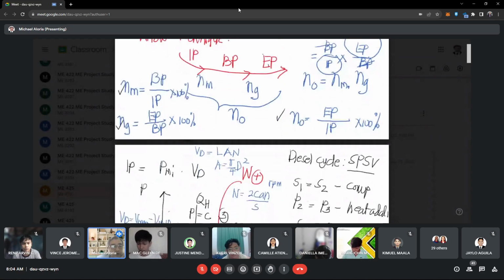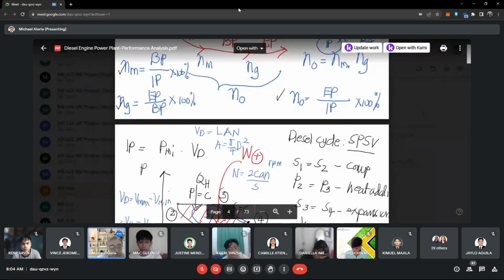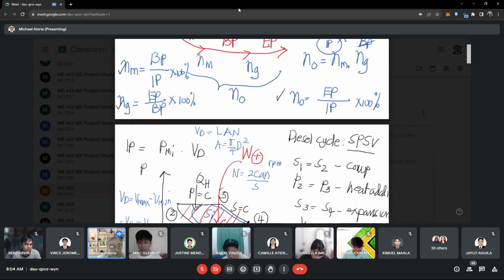Okay? So last time, to review, we defined our indicated power as a function of your indicated mean effective pressure times your volume displacement. So volume displacement is just a function of LAN, or LANS over S. Okay, your N S is 2 pan over S. So your C here is the number of cylinders acting. Okay, then N is RPM and S is the number of strokes.